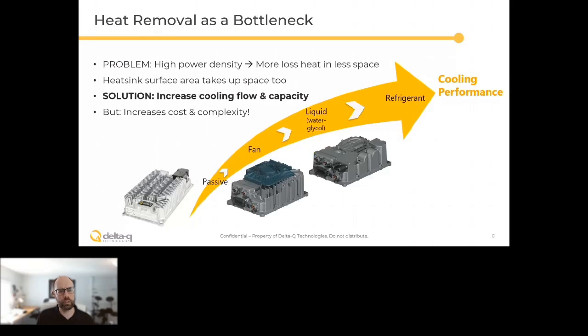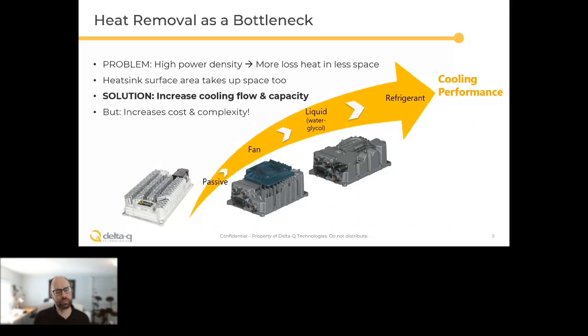So you have enough AC supply and you have a sufficient DC output voltage and so on. But if you're going to take a power converter and shrink it smaller or put more power in that box, you're putting more loss heat in less space, which makes it more challenging to get the heat out. Any sort of heat exchanger or heat sink surface area, well, that also takes up space and makes it hard to shrink chargers. So the solution here is to increase the cooling capacity.